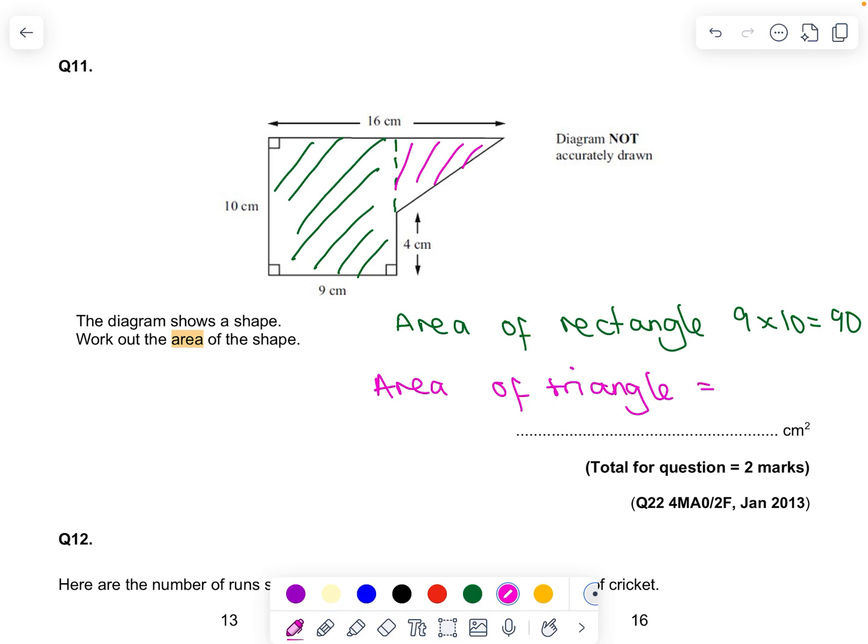Okay, so I know that this bit here must be 6 because the whole thing is 10, and 10 take away 4 is 6. I also know that this bit here is just 7 because the whole thing is 16. Take away 9 gives me 7. So the area of the triangle is 7 times 6 and then halve it. So 7 times 6 is 42. Half of it is 21. And now I need to add these two together. 90 plus 21 gives me 111 centimetres squared.